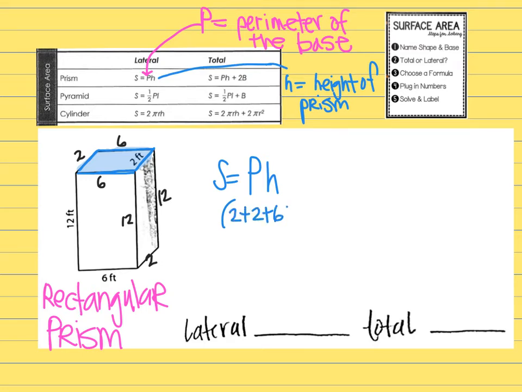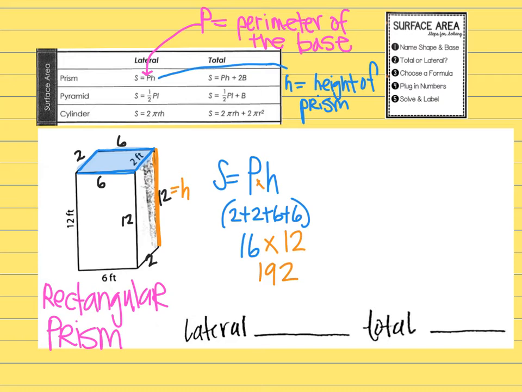2 plus 2 plus 6 plus 6, which is 16. 8 plus 8 is 16. And then the line that is connecting the base from the top to the bottom, sometimes this is tipped over. This is going to be the height of the prism itself. So now the only thing I would need to do is multiply that times 12. And then 16 times 12 is 192.